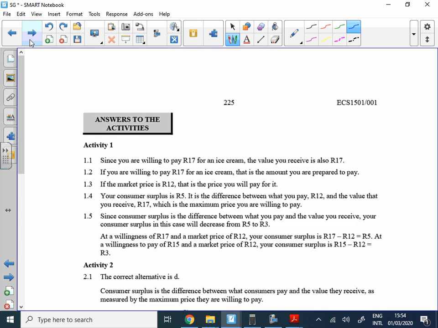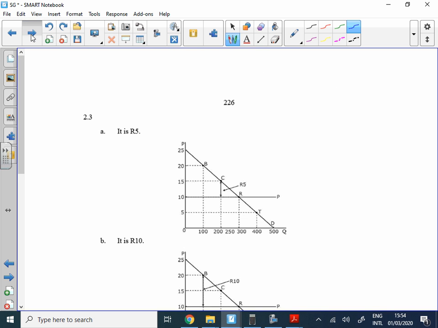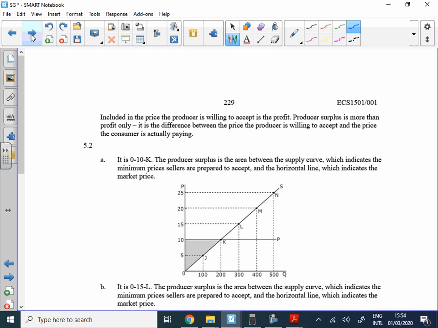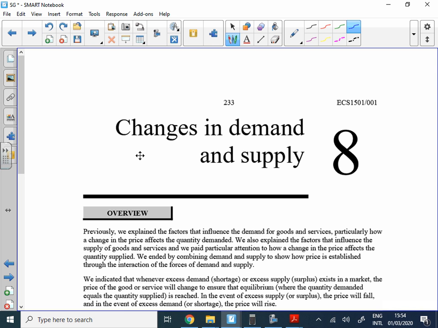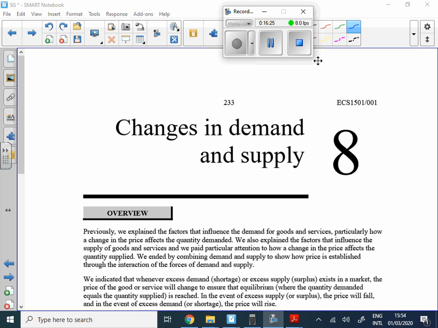What else? Nothing. Are you fine with consumer and producer surplus? That's why I was saying this is actually a very small part. Yeah, okay. Let me say and look.